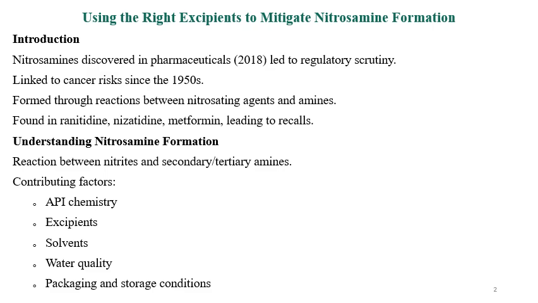Let's start with the introduction. Nitrosamines were discovered mainly in 2018, and a lot of products were withdrawn. But it is not that the impurities were detected only in 2018. The risk of cancer with these impurities was linked in the 1950s, and these are formed through reactions between nitrosating agents and amines. If the API contains a secondary amine as a functional group, then it is a risky type of molecule. They were found in ranitidine, nizatidine and metformin, leading to product recalls.